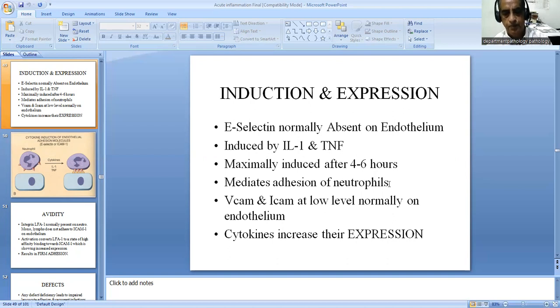Since this is the second step, see how systematically nature proceeds. First, the P-selectin came into play because it was important in rolling. And now we need adhesion. So after 4 to 6 hours, these are maximally induced and they mediate the adhesion of neutrophils. Now, another increased expression is that of VCAM and ICAM, which are normally present at low levels on the endothelium. Once the cytokines are released, they increase their expression, so more VCAM and ICAM is present on the surface. The E-selectin is newly synthesized, and these are maximally increased in expression.